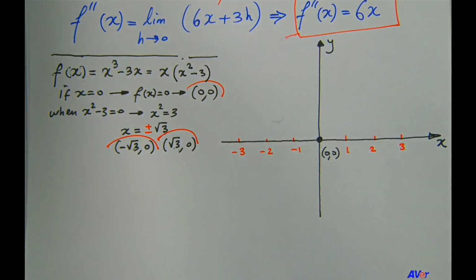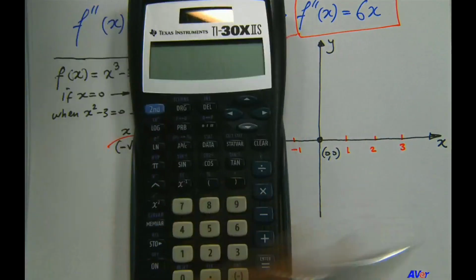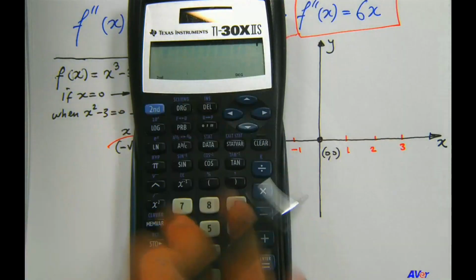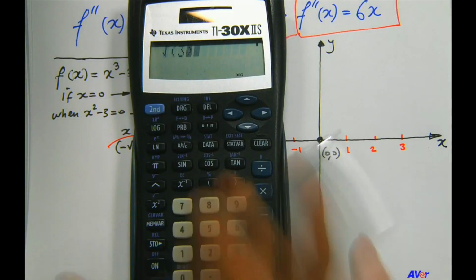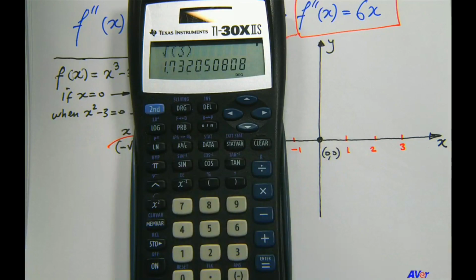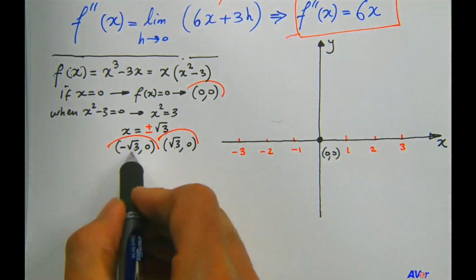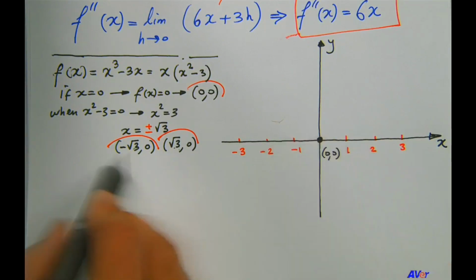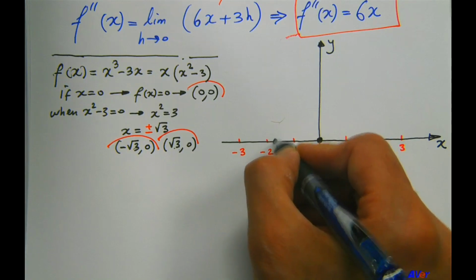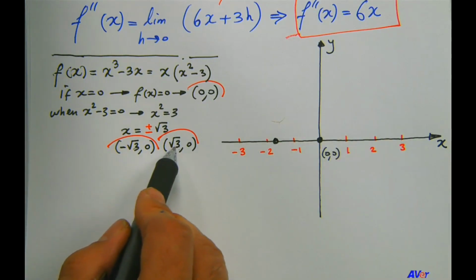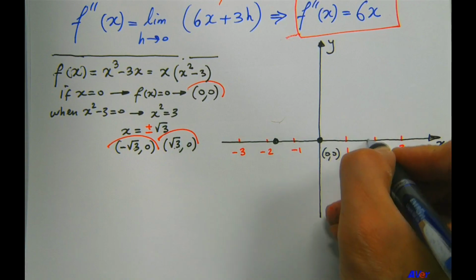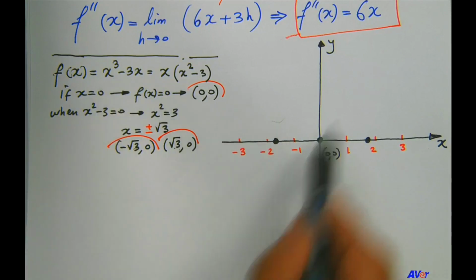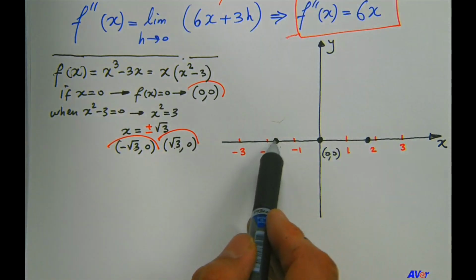What is negative square root of 3? Let's just remind ourselves and calculate the square root of 3. Square root of 3 is 1.73. So minus 1.73 roughly would be somewhere between -1 and -2, right? So that point is somewhere here. And positive 1.73 would be somewhere between 1 and 2, somewhere here. So we know that this polynomial goes through the x-axis at those points.